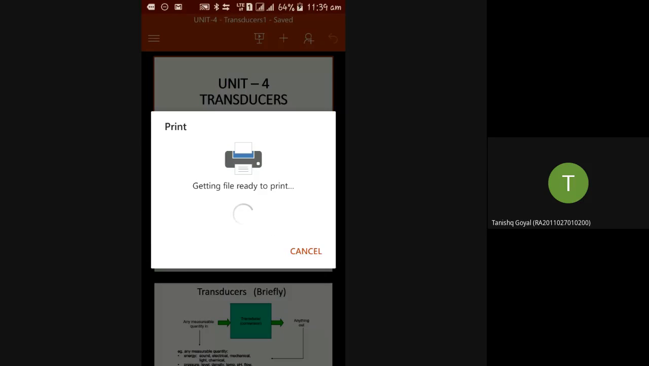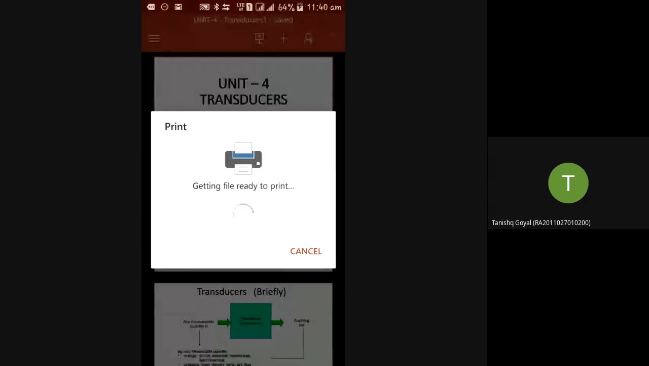Okay. Next, we'll discuss optical transducers. So you people understood capacitive transducer, inductive transducer, resistive transducer. You understood? Yes, ma'am. So what are the examples for resistive transducer we discussed today? Two types we discussed.